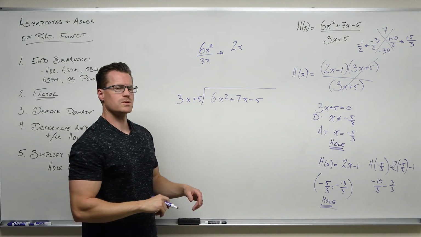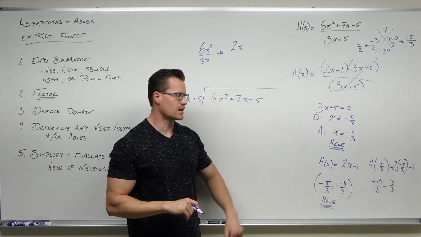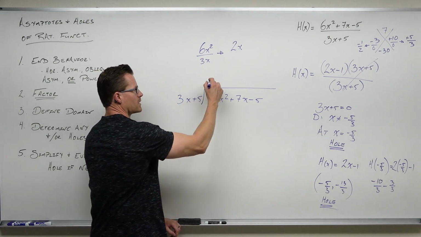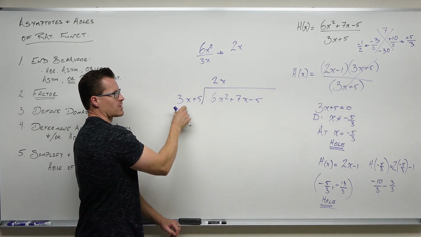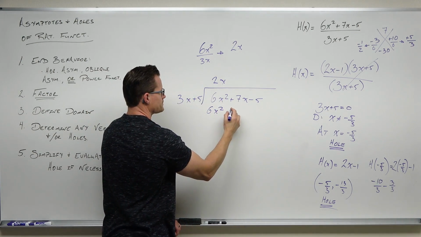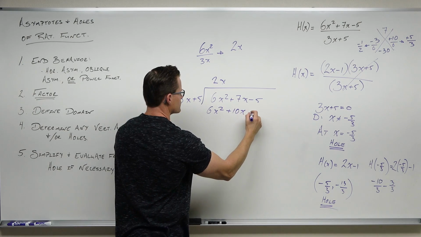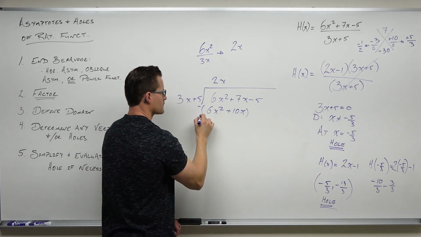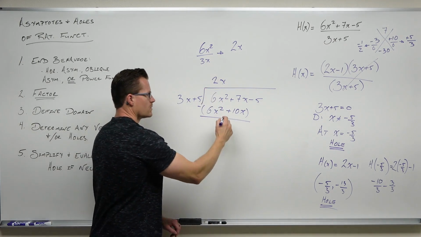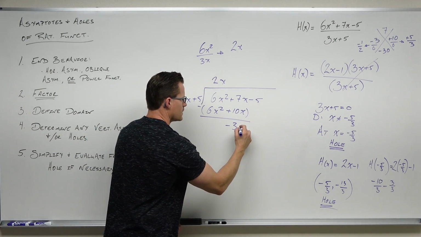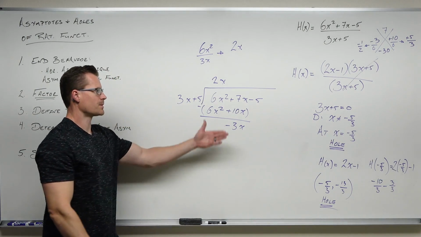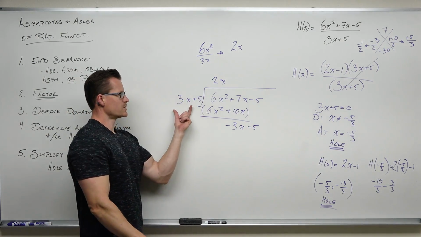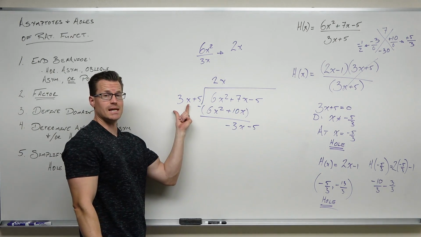By the way, you could do this with synthetic, but you'd have to use -5/3, which is a little bit awkward to use. So I'm just going to do this because it's easier. If we divide 6x squared by 3x, we get 2x. If we subtract, we get 0 and we get minus 3x. I don't even care about the minus 5. Now, you can put it, and it's going to show you something else, but I really don't care. Because if we divide negative 3x by 3x, we get negative 1.